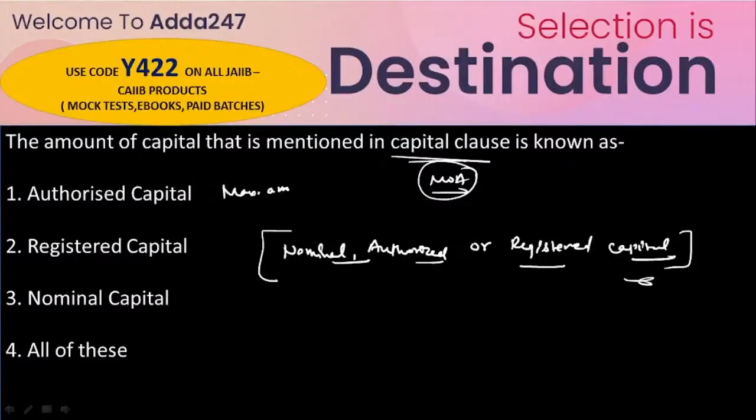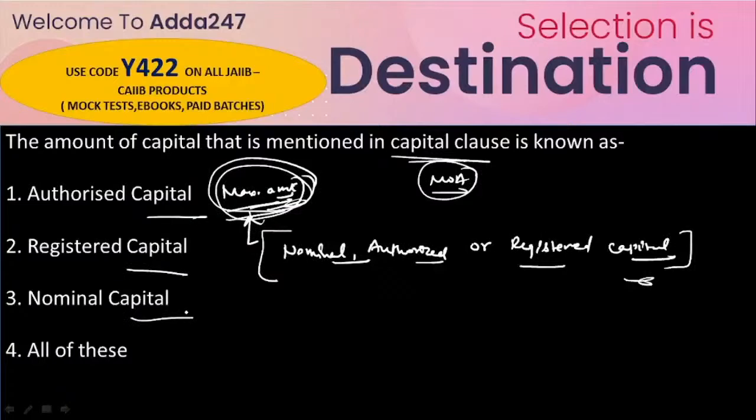It is the maximum amount that the company raises by issuing the shares, and on which the registration fees is paid. Okay, so that will be the maximum amount that the company raises by issuing shares. So the answer would be all of these: authorized, registered or nominal capital, that is mentioned in the capital clause. Okay, I hope it is understandable.